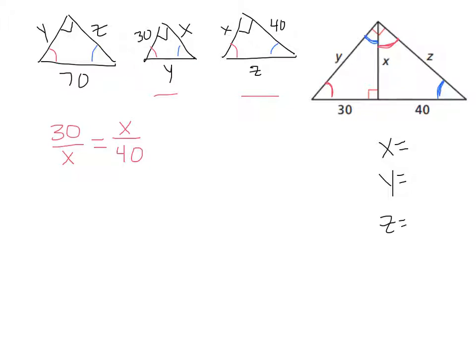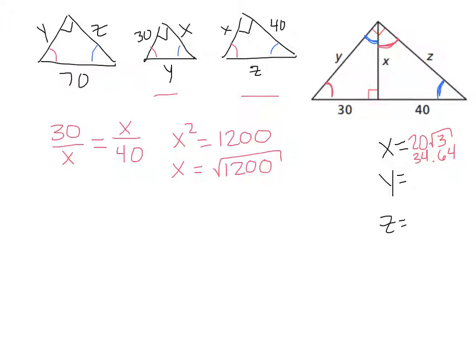So we can go ahead and use our cross products equal to each other. We get x squared equals 30 times 40, which is 1200. Take the square root of both sides. You get x equals the square root of 1200, which can be simplified a little bit to be 20 square root of 3, or decimal approximation, which is 34.64. Alright, moving on to the next one.